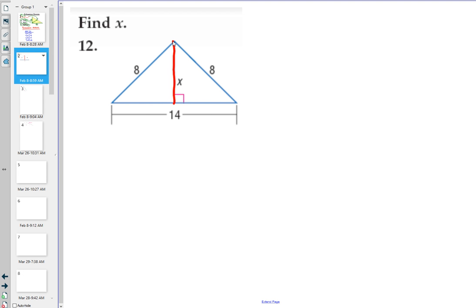But because that altitude is coming out of the vertex angle of an isosceles triangle, it also acts as a perpendicular bisector, as a median, and as an angle bisector. It's all of the above. So this is going to help us because it not only is meeting the other side at 90 degrees, it's also bisecting it. If the entire base is 14 units, and it's cutting it in half, what are each of the smaller lengths down there? 7, yeah.